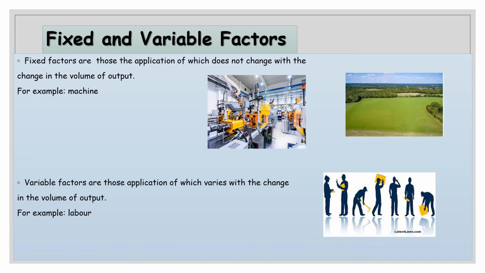As I said, in the short run production function, only one factor will remain variable and the other factors will remain constant. This means in the short run we have fixed factors and also variable factors. However, in the long run, all the factors will vary. This means in the long run we do not have any fixed factor. All the factors will be considered as your variable factors.